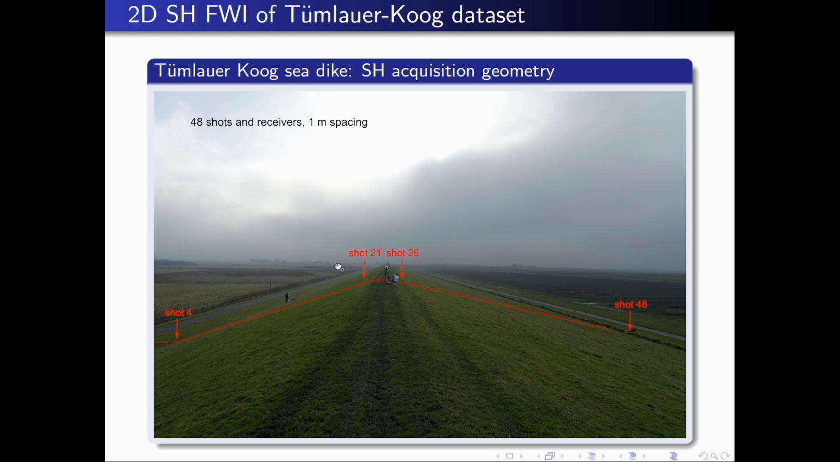Notice also that the sea dike can be very well approximated as a 2D medium, which extends almost to infinity, as you can see in this picture. Therefore, wave propagation within the dike can be well approximated by the 2D SH problem, which we will solve numerically to predict the wave field for a given subsurface model.